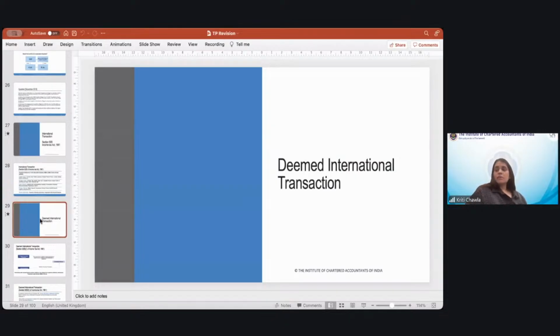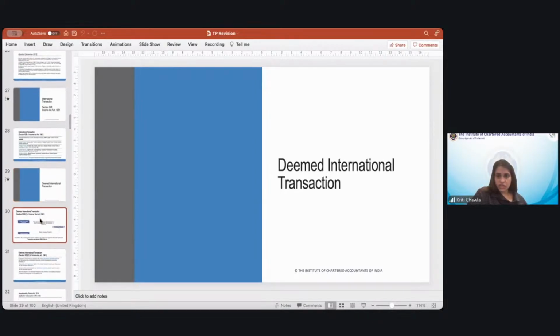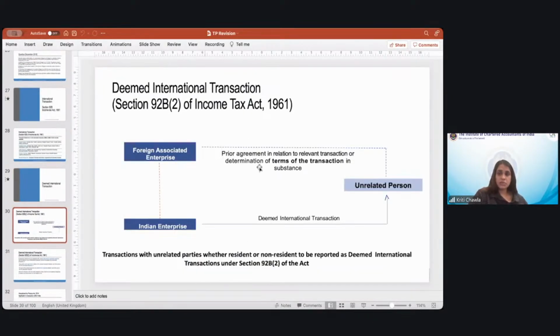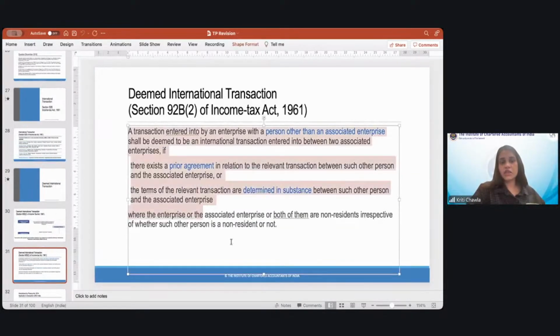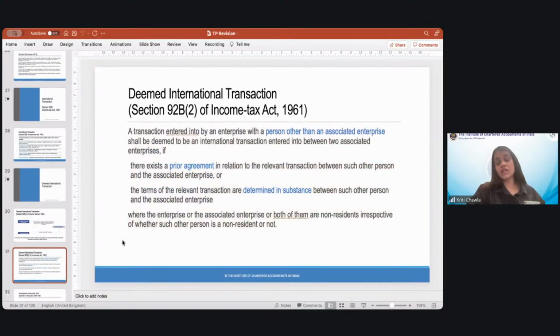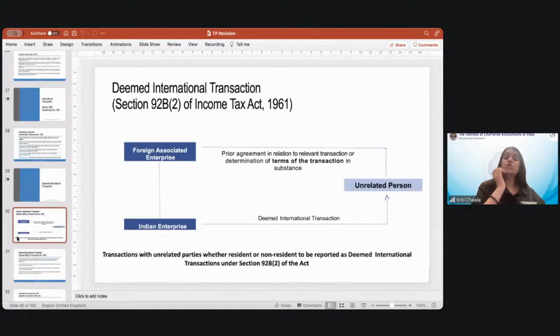Now, another concept which is very important to be seen is the concept of deemed international transaction. This is coming from Section 92B, subsection 2 of the Income Tax Act. And what I've done is I have mentioned the section right here. So this is what the section really looks like, but it's a little tricky. So I will explain it using this particular diagram right there.